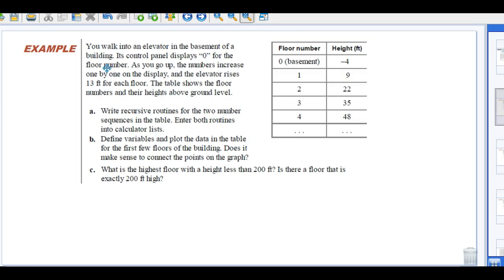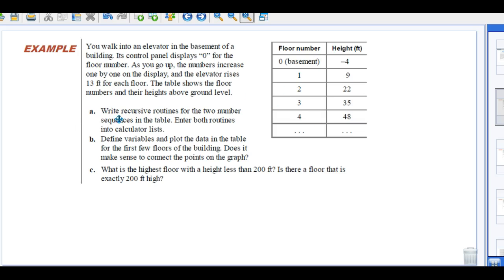So let's do this example. You walk into an elevator in the basement of a building. Its control panel displays 0 for the floor number. As you go up, the numbers increase by 1 on the display, and the elevator rises 13 feet for each floor. The table shows the floor number and the heights above ground level. So here's the floor, here's the height. These numbers should look really familiar to you.